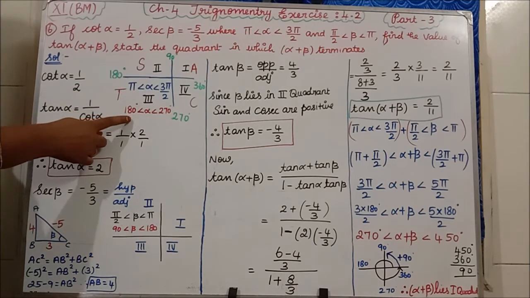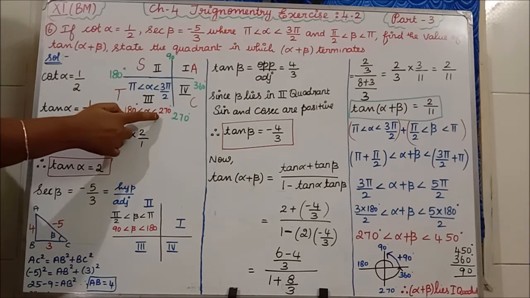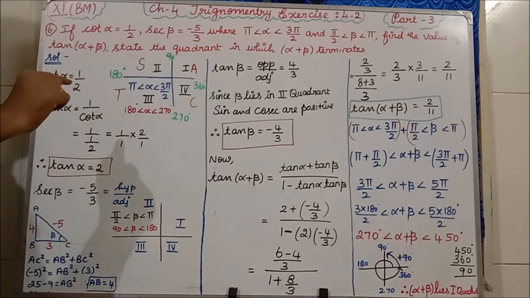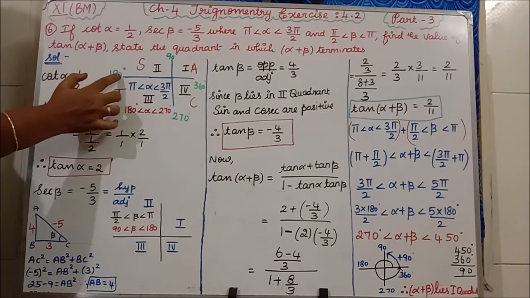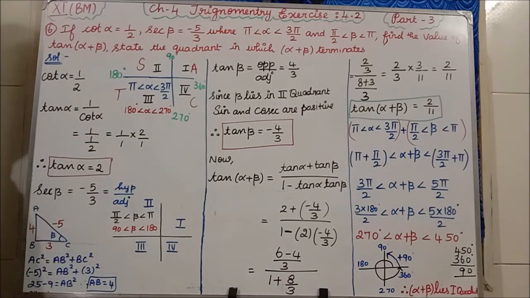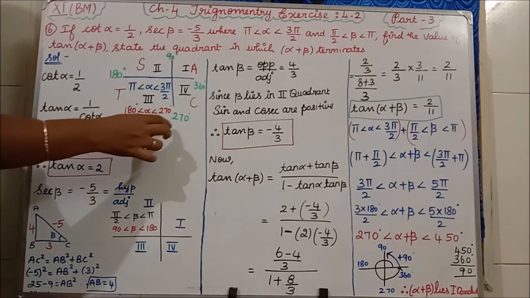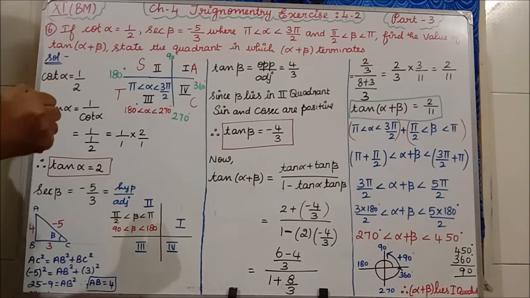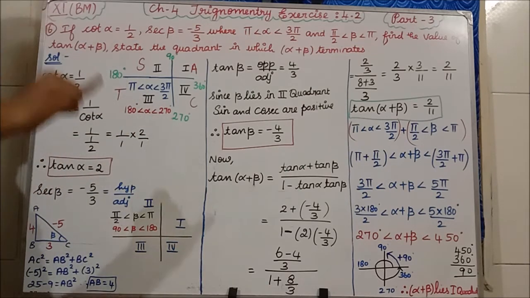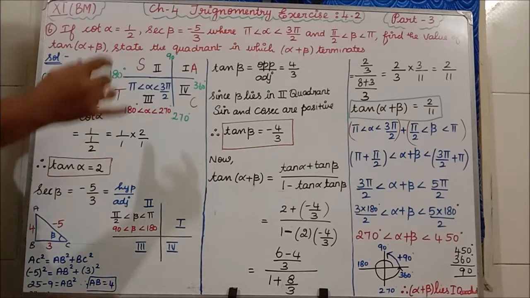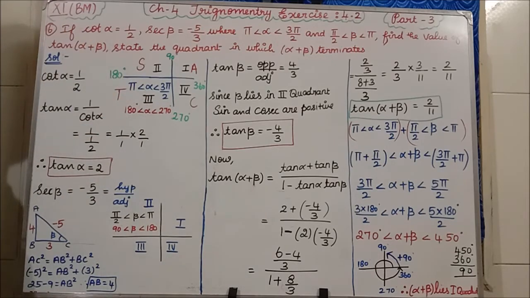Okay, pi means you all know it is 180 degree, less than alpha less than 3 pi by 2 means 3 into 180 degree divided by 2. If you simplify, we are getting 270 degree. So it ranges from 180 degree to 270 degree. Okay, 180 to 270 degree means in which quadrant does alpha lie? Alpha is lying in the third quadrant. Okay, in the third quadrant, which are positive? Tan and its inverse. Inverse means what? Cot. Tan and cot are positive in the third quadrant.